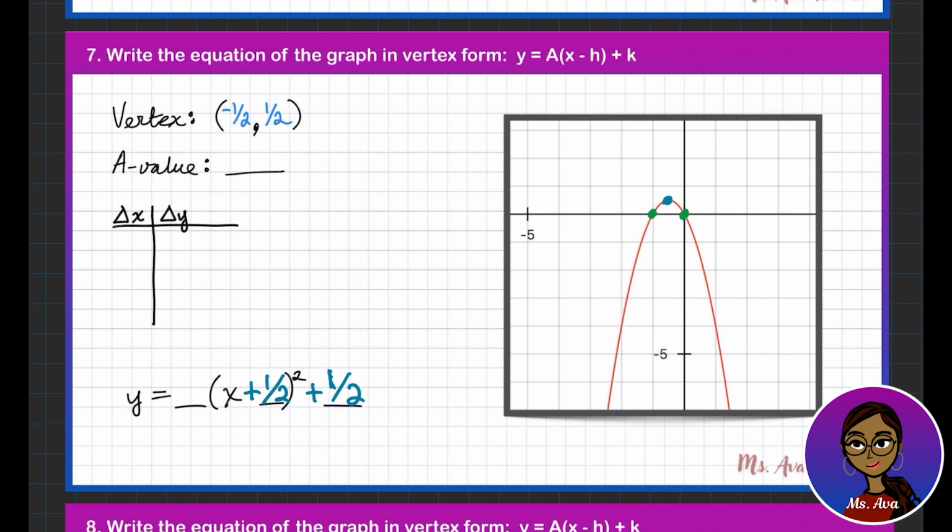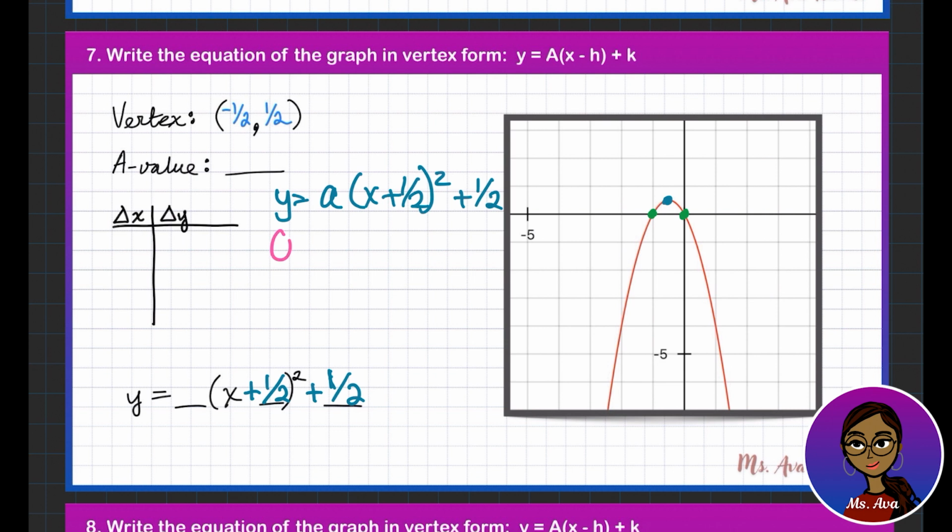Okay, then you're going to use this equation still, but you leave an a in the a value. So you're going to say y equals a times x plus 1/2 squared, and then plus 1/2. And then you choose one of these 2 points and you plug it in. I think maybe if we plug in the 0, 0, that might be the easiest one. So if we plug in 0, 0, that means that instead of the y and the x, we're just plugging in zeros right there.